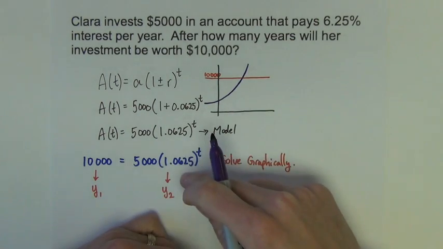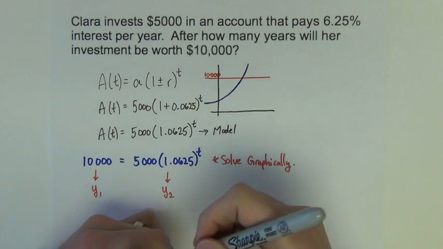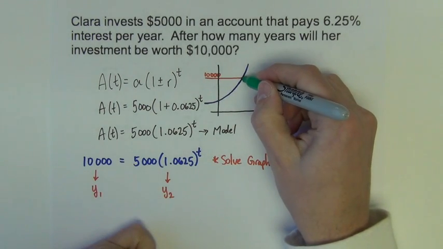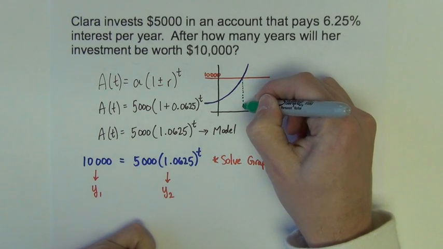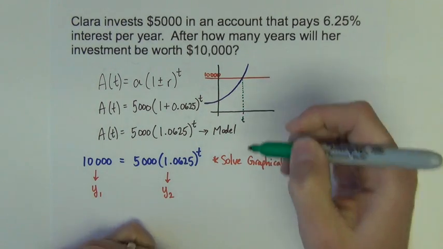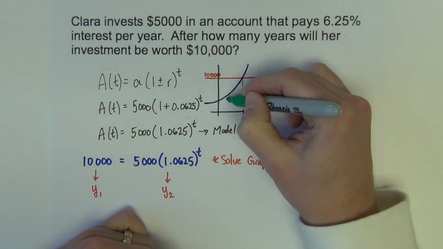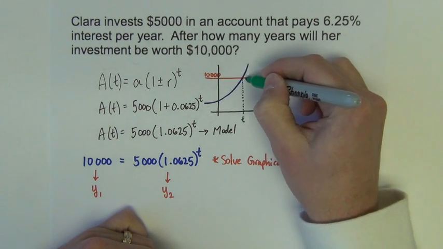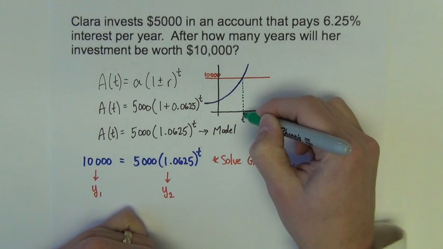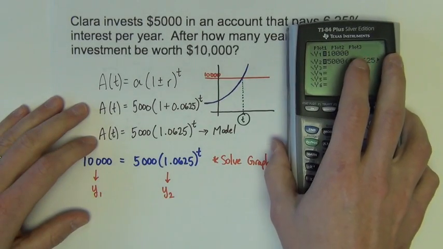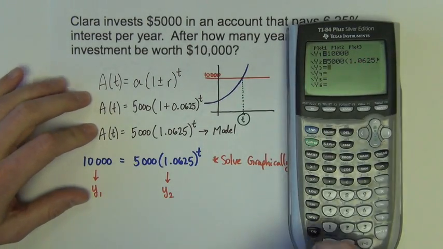Okay, so there's my y2. And right here, where they intersect, is some t value. Well, it just happens that that's the t value where this curve is equal to $10,000. That'll give us the time that we're looking for. So we're going to produce this graph on our calculator and attempt to find where those two lines intersect.